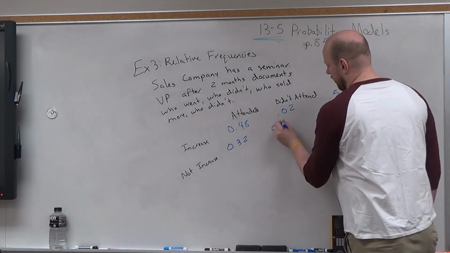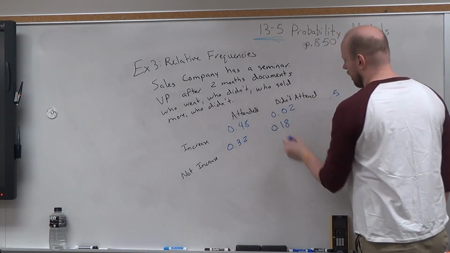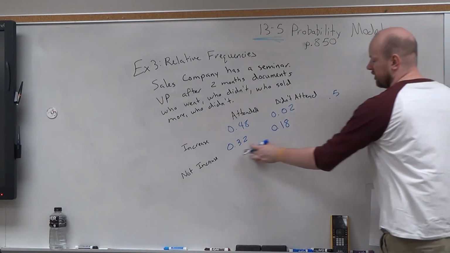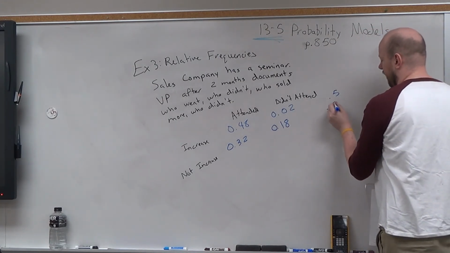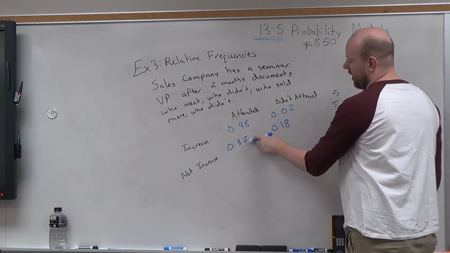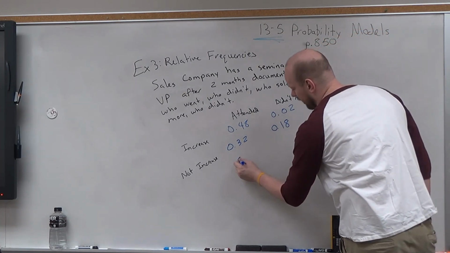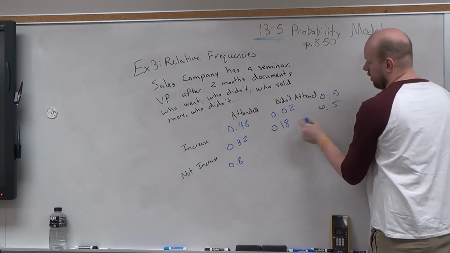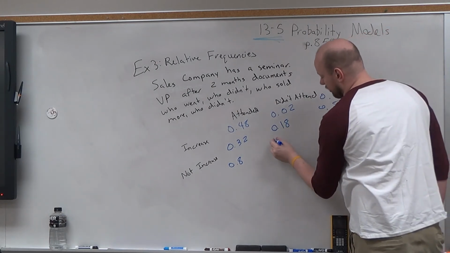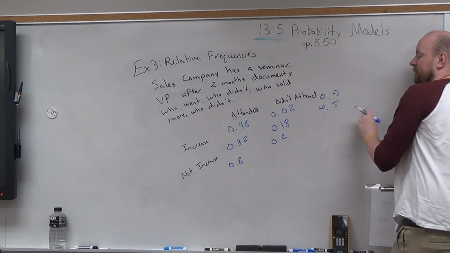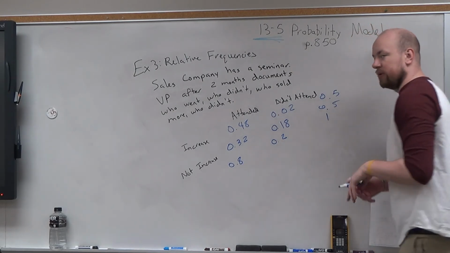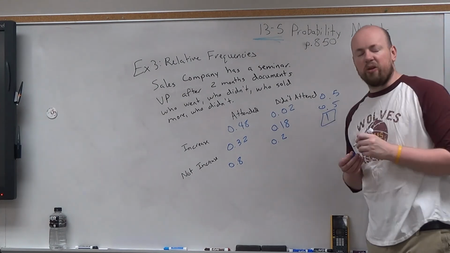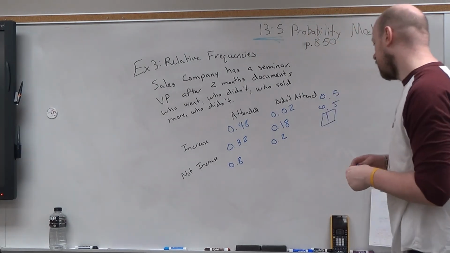Now, 0.18 didn't attend and they did increase their sales. So then I get 0.32 plus 0.18 gives me 0.5. 0.48 plus 0.32 gives me a total of 0.8. And 0.02 plus 0.18 gives me 0.2. And 0.5 plus 0.5 is 1. 0.8 plus 0.2 is again 1, which makes sense because obviously someone has to fall into one of those 4 categories.